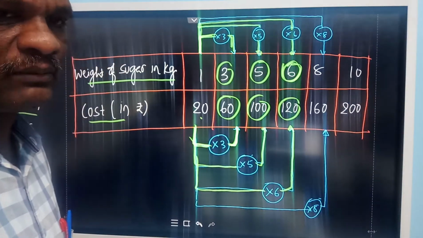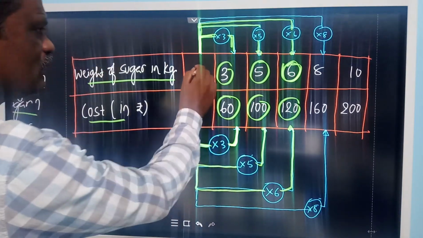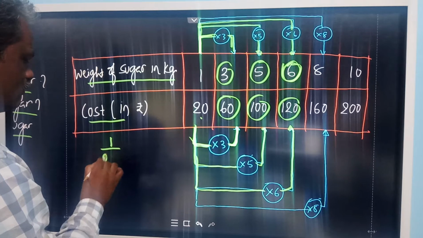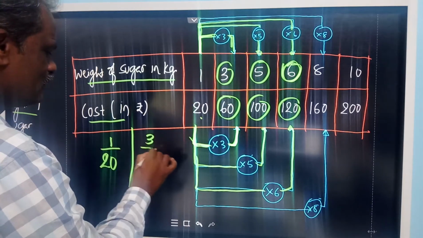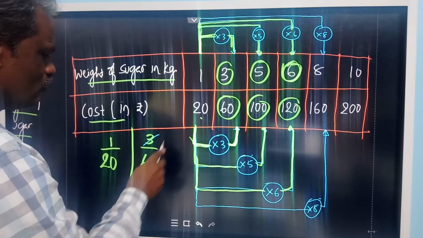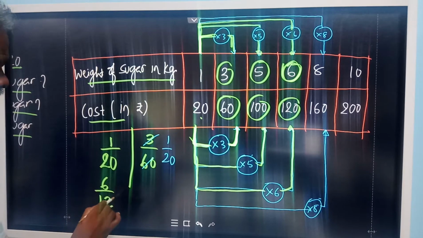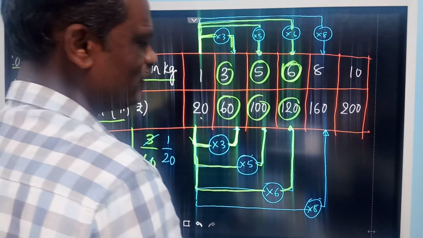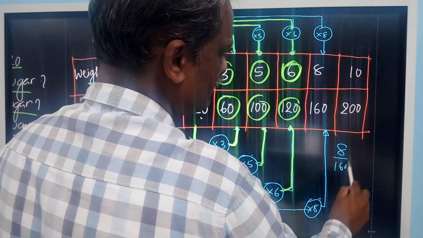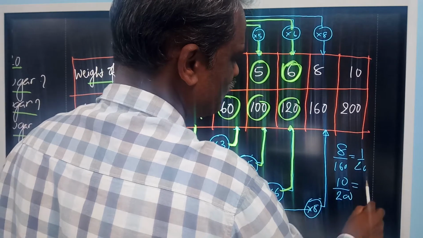You are getting a constant number when you take a ratio. See, 1 by 20, you divide this weight by cost, 1 by 20. Divide 3 by 60, it is the same as 1 by 20. Divide 6 by 120, again it is 1 by 20. Divide 8 by 160, it is 1 by 20. Divide 10 by 200, it is 1 by 20.